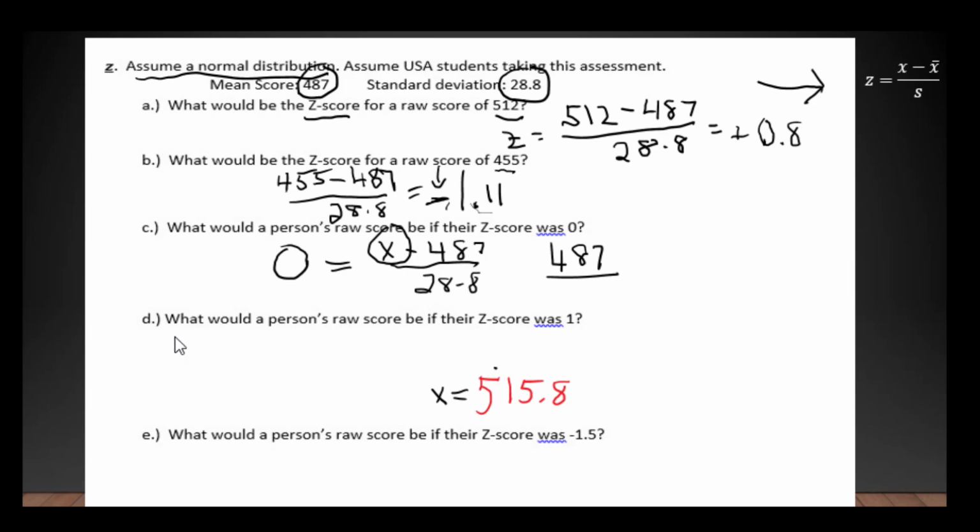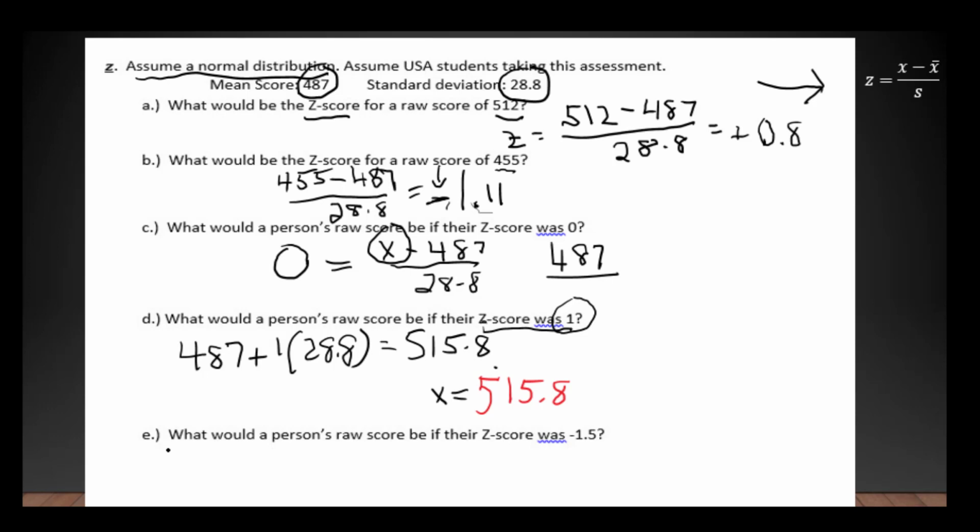Now I'm going back to the original definition of what a z-score is. A z-score of 1 means that you scored one standard deviation above the mean. So that would be the mean plus 1 standard deviation. And add those together and you're going to get 515.8.